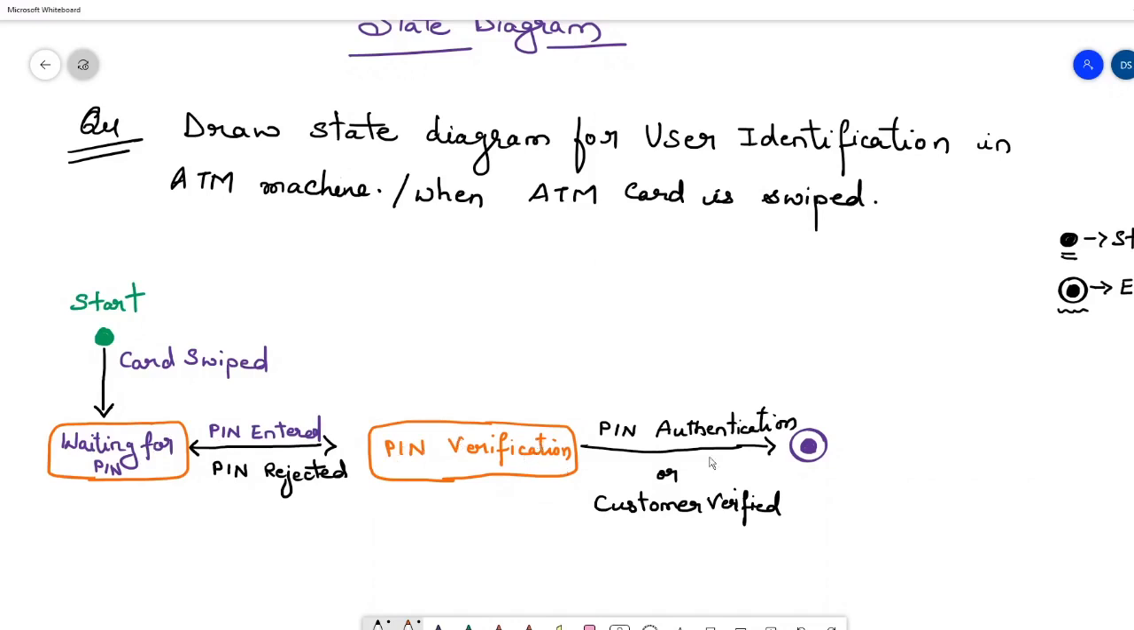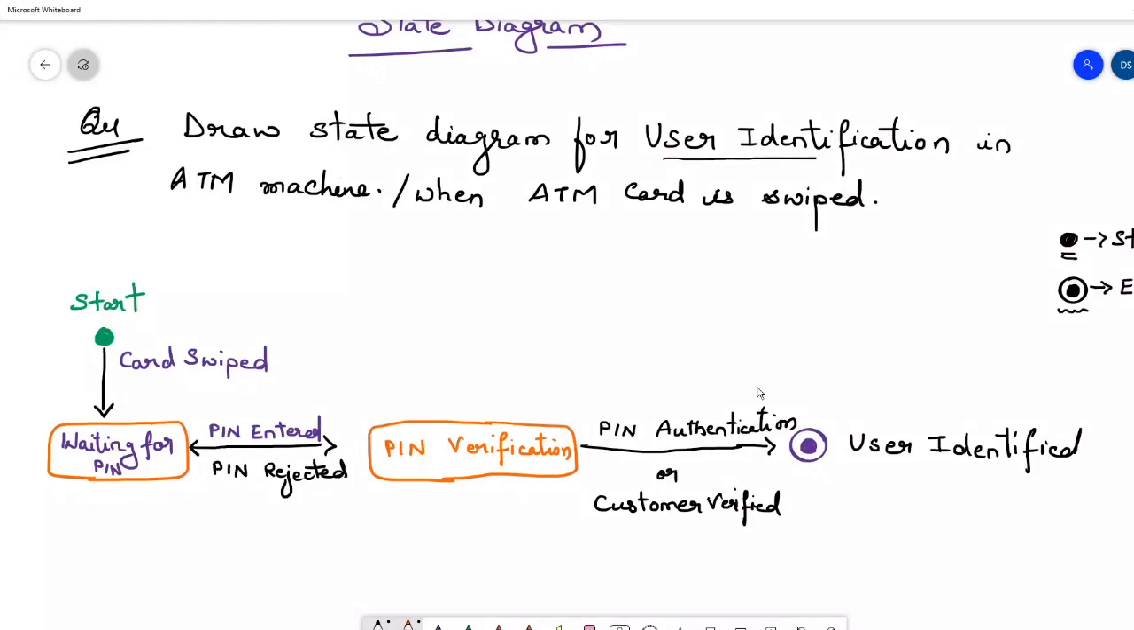If the pin is correct, pin authenticated, customer is verified. Okay, so user is identified. So I can write here: user identified. Okay, in this question, they have just asked us to verify user identification. We are not talking about withdrawal of money.